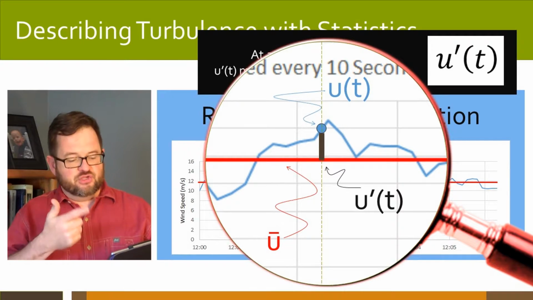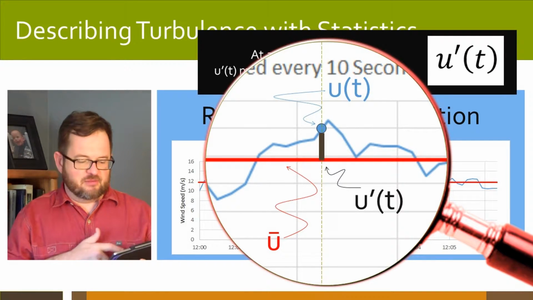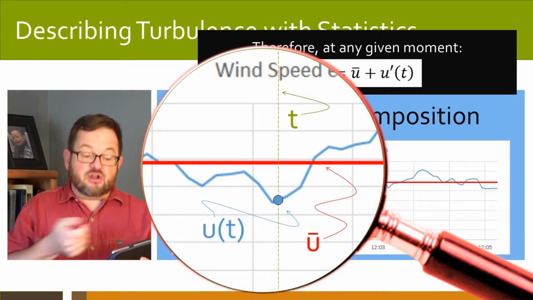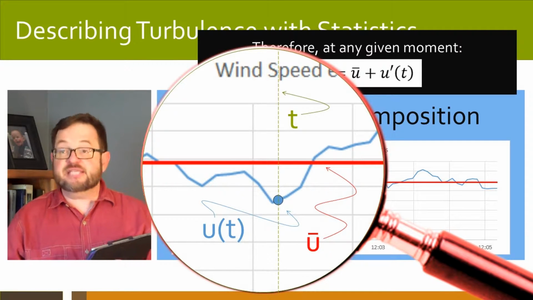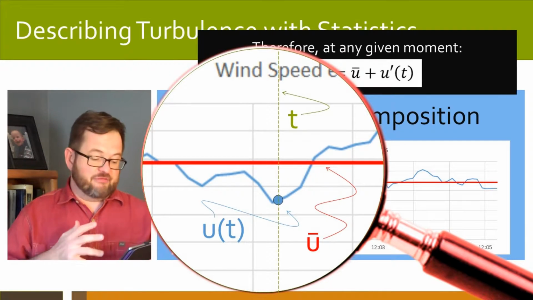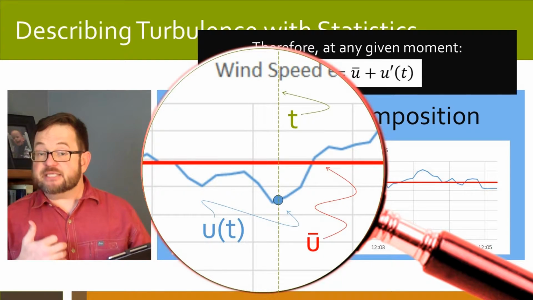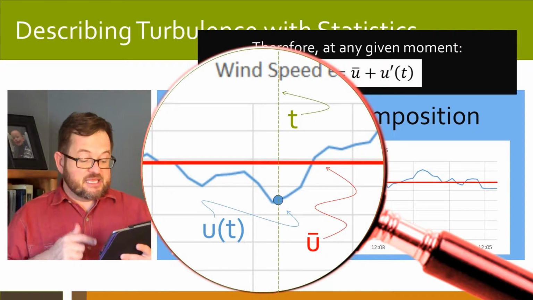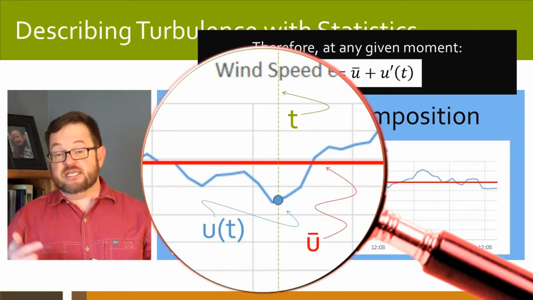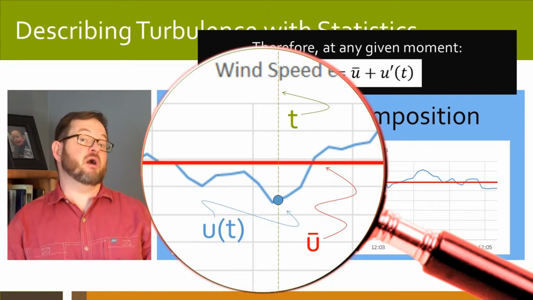Okay, so in this case, u prime of t was a small positive number, but we could have zoomed in on a different part of the time series, and at this time t, we have a u bar that is the average wind around that time, and we would see that at that moment, u of t is not the same thing as u bar.